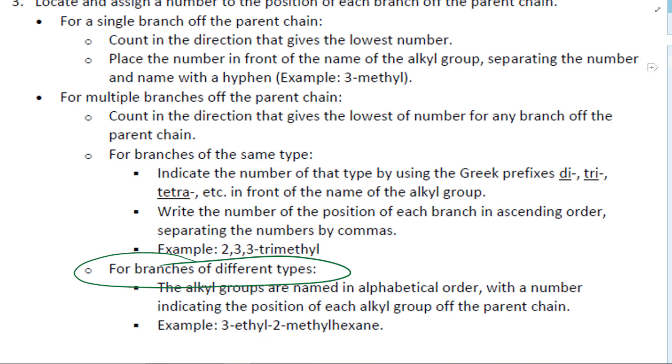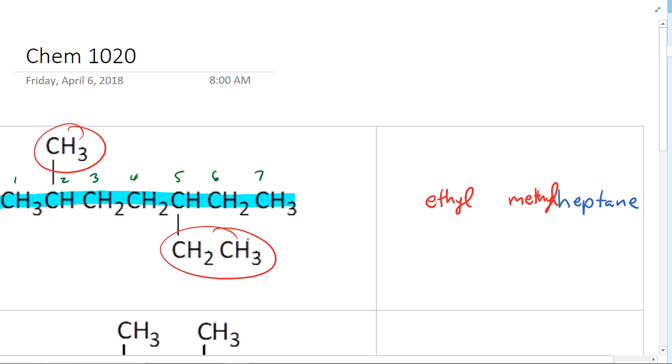And then according to this, we have a number indicating the position of each alkyl group off the parent chain. Then what we do is we write in that number before the name. So if the ethyl was off of carbon atom number 3, we'd write 3-ethyl. If the methyl group was off of carbon atom number 2, we'd put in 2-methyl. Well, it wasn't 3 and 2. In this case, the ethyl group was attached to carbon atom number 5. So we would say 5-ethyl.